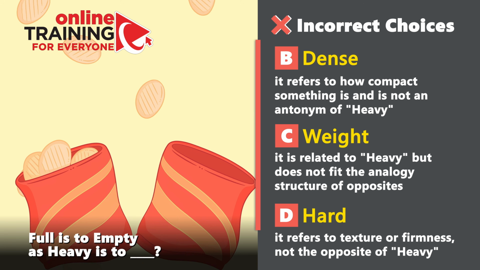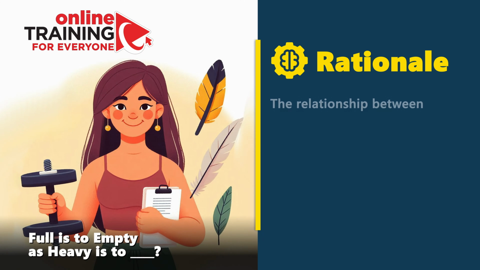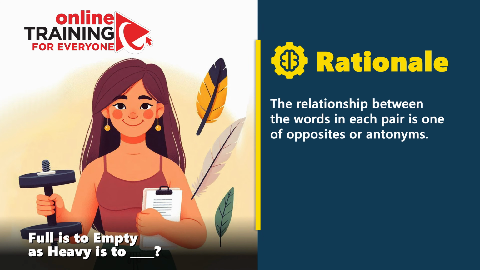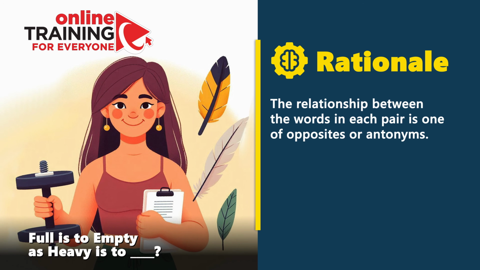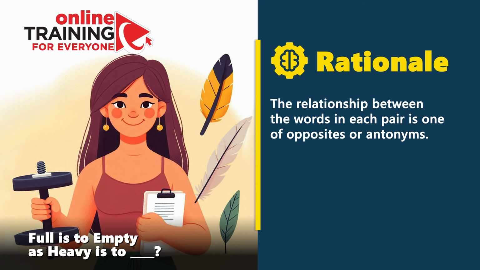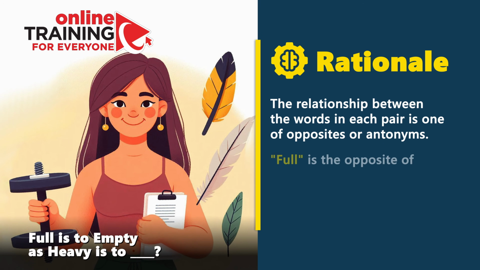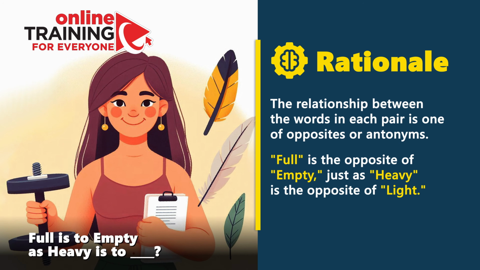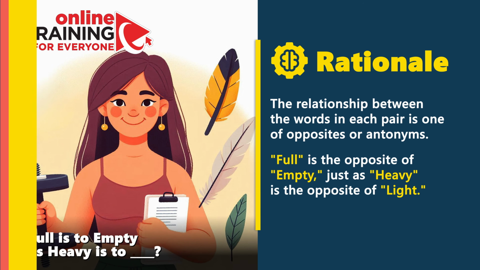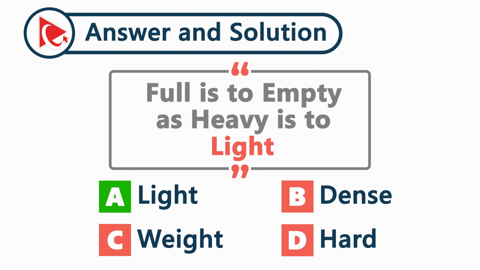As you might have correctly guessed, to answer this question, you need to find the relationship between the words, where a pair of the words is one of the opposites or antonyms. Full is the opposite of empty, just as heavy is the opposite of light. So the correct answer here is choice A, light.